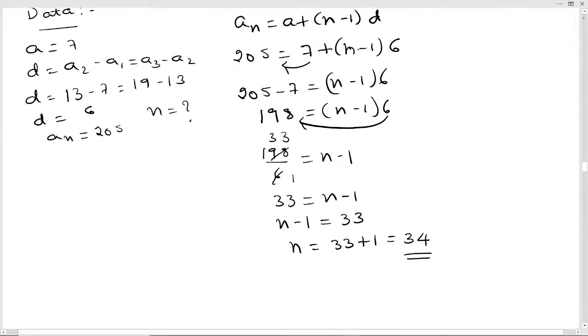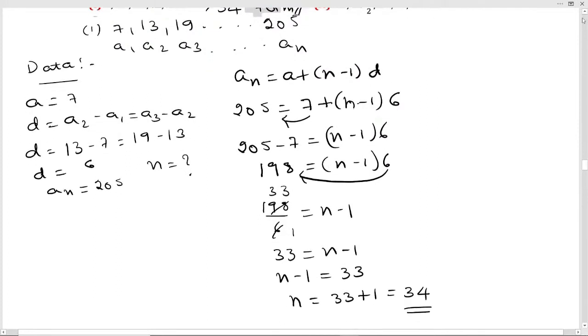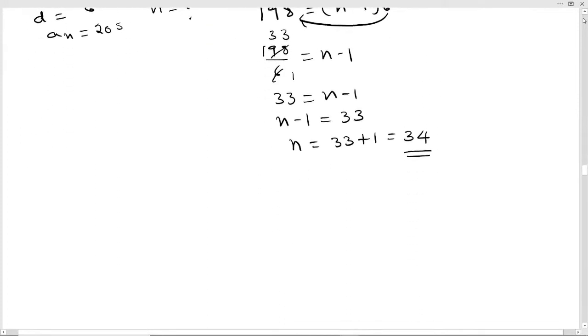So what is the meaning of this? The meaning of this question is simple: the 34th term will become 205. Here I'll write: the 34th term will become 205. This is how we need to solve. In the fifth question there is another question, so I'll take that and solve it now.